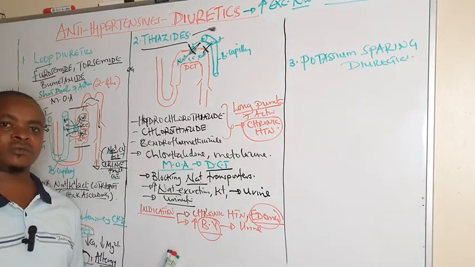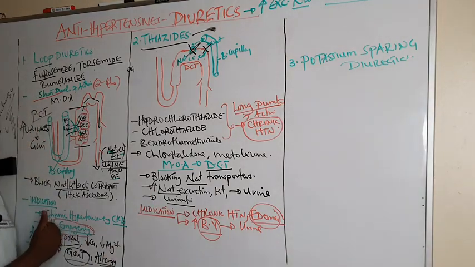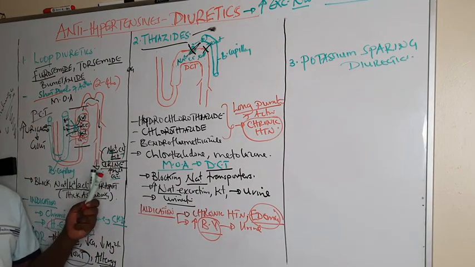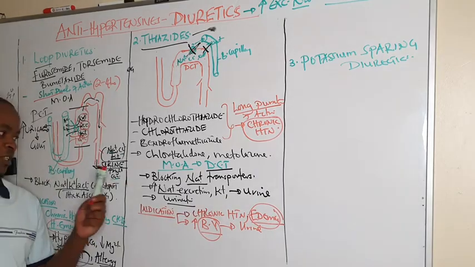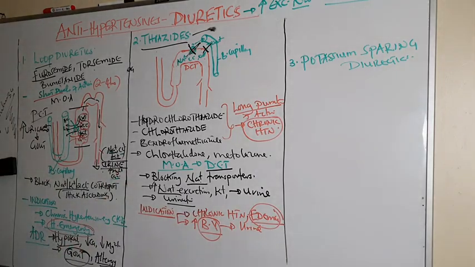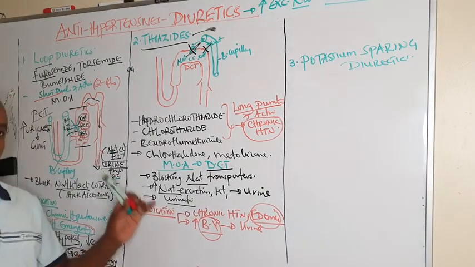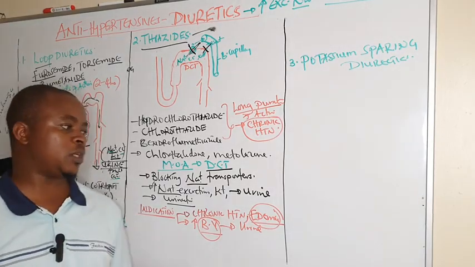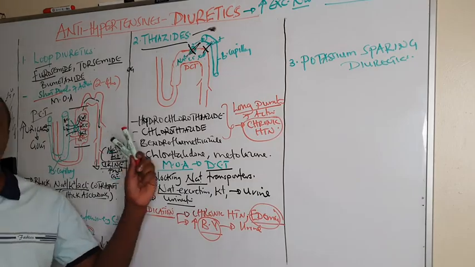Their adverse reactions are the same as for loop diuretics, whereby they can cause hypokalemia, hypocalcemia, hypomagnesemia, and also they can lead to gout. So the adverse reactions are the same as the loop diuretics. So this is what we can cover under the thiazides.